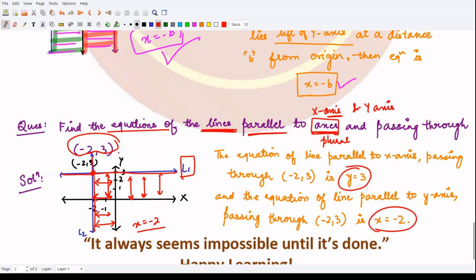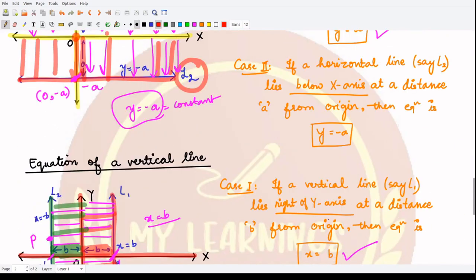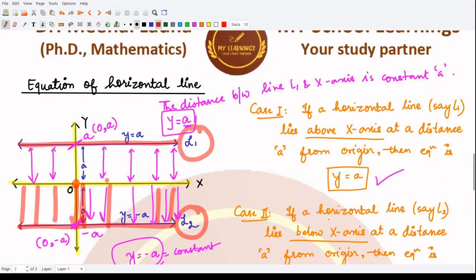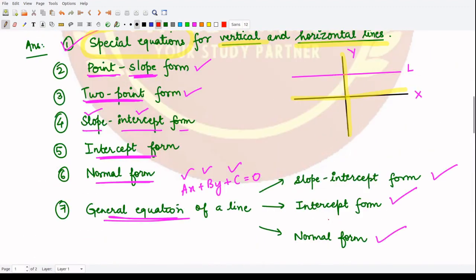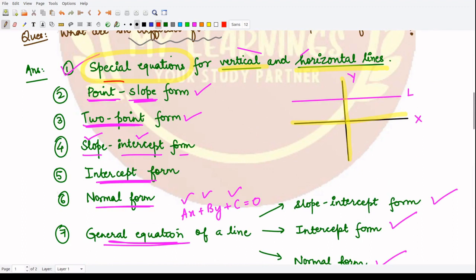I hope you understood how to solve such questions when we are given special lines which are horizontal and vertical lines. In the next video, we shall be talking about the point-slope form.